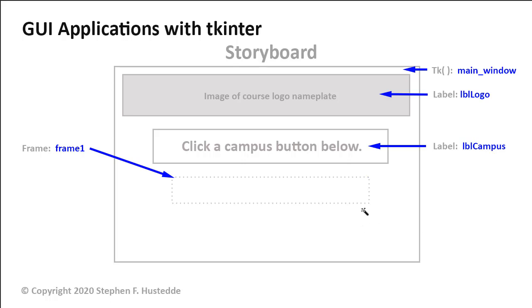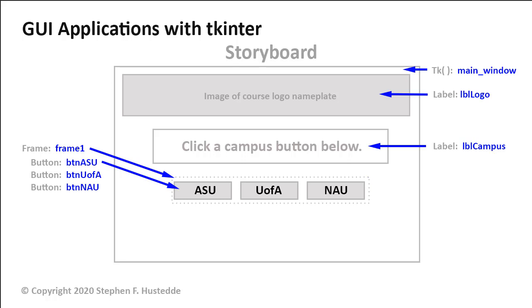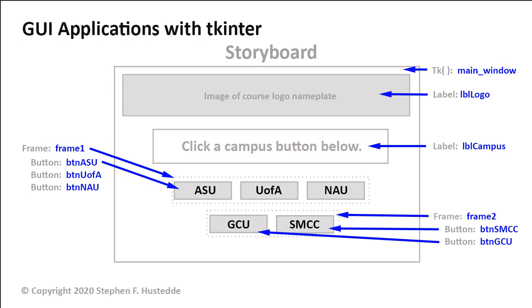So I'm going to use the frame as a container to do that. Then inside that frame, I'm going to create 3 buttons. And we'll name those BTN ASU. So my Hungarian notation for a button is BTN. So BTN ASU, BTN U of A, and BTN NAU. Then I'm going to create another frame below that. Name it frame 2, and it's going to contain 2 more buttons, BTN SMCC and BTN GCU.